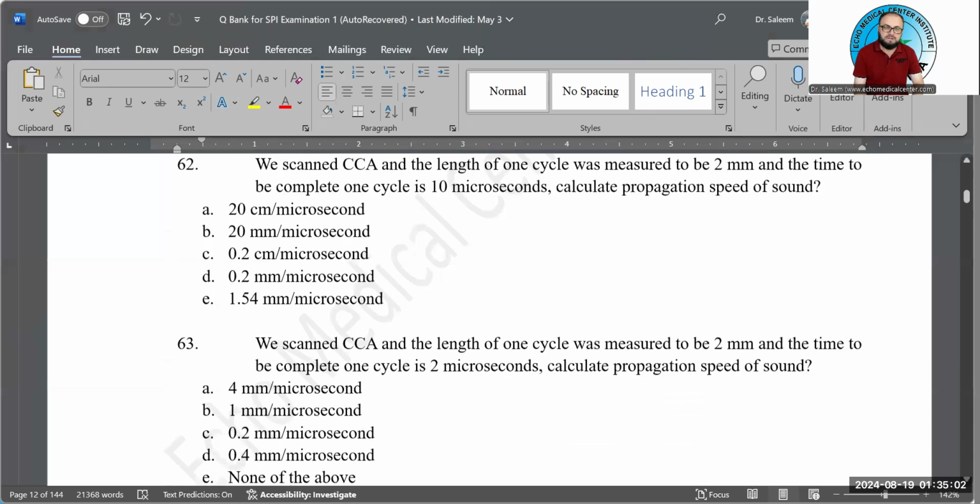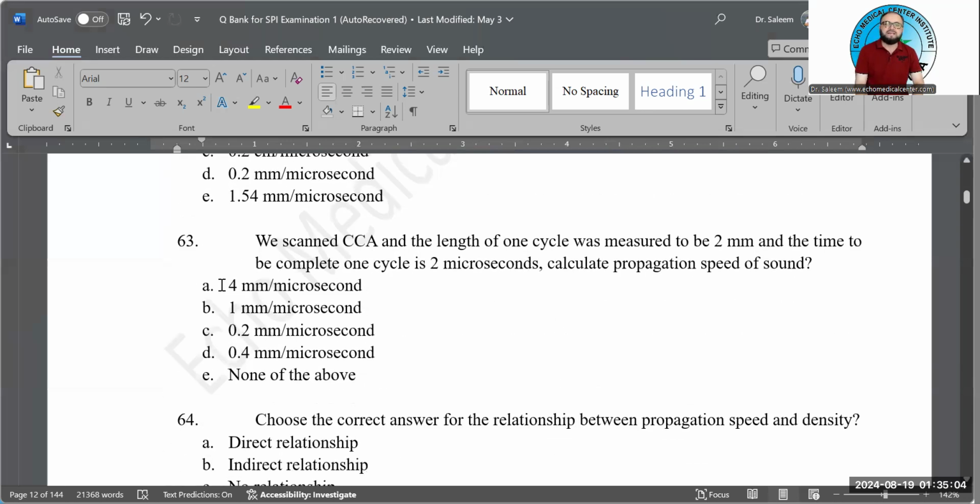Okay, this question, look at here. We scanned CCA, common carotid artery, and the length of one cycle was measured to be 2 millimeter, and the time to complete one cycle is 2 microsecond. Now calculate the propagation speed. It is exactly the same kind of question we had earlier, because you don't have any operating frequency here. Again, from this 2 microsecond for one cycle, we should figure out the operating frequency. The operating frequency is 1 over 2, which is equal to 0.5.